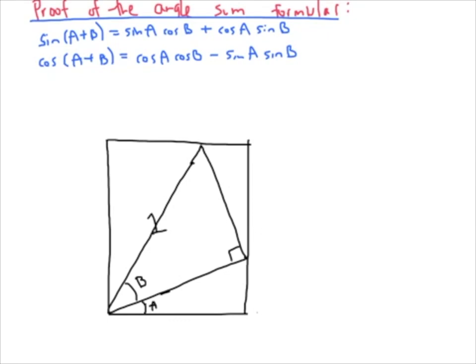Now let's stop for a minute to think about the angles of these other triangles. Since the top and the bottom edge of the rectangle are parallel lines, and this hypotenuse is a transversal, this angle up here must have the same measure as a plus b down here.